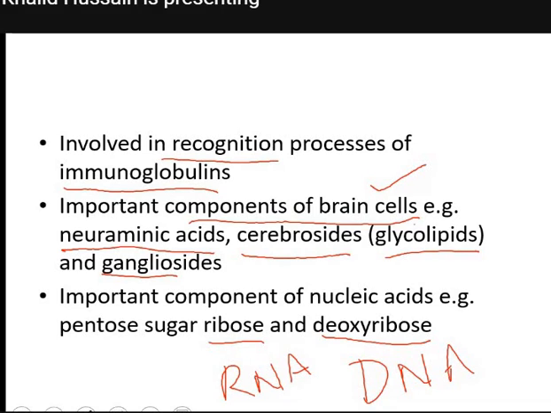So it means that carbohydrates act as food. They are involved in the cell recognition process. They are also involved in the normal functioning of the brain. They also play a role in transferring information from the parents to the offspring.